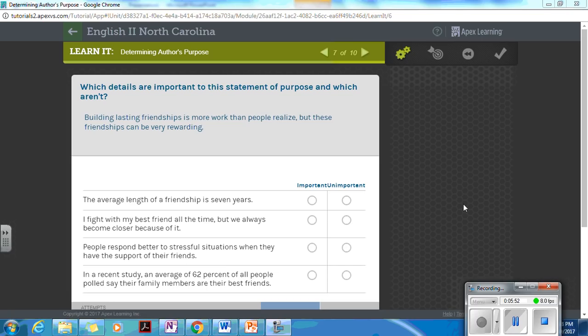So let's look at important details versus non-important details. So here is an argument. Building lasting friendships is more work than people realize, but these friendships can be very rewarding. So that is this author's argument or claim, and it's regarding the topic of friendship. Now look at the 4 items below, and then categorize them into important versus unimportant.